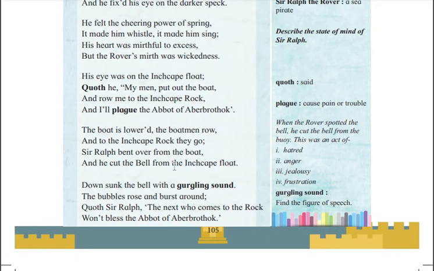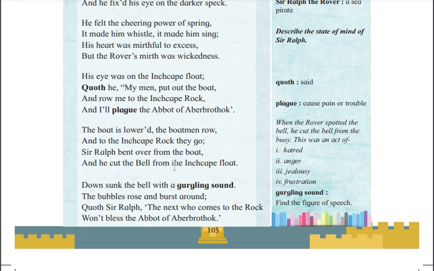His eyes were on the Inchcape float. And he said, my men, put out the boat. He is saying to his people, my men, put out the boat and row me to the Inchcape Rock, and I will plague the Abbot of Aberbrothok. I will cause pain or trouble to this person, the Abbot of Aberbrothok.